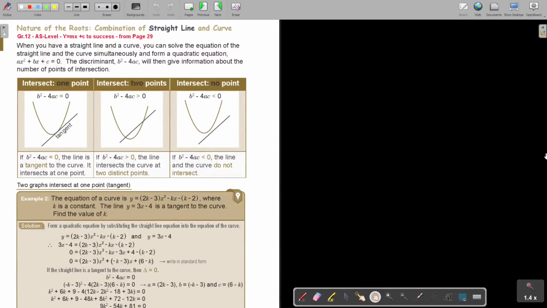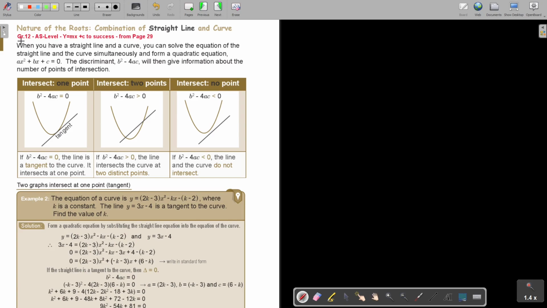AS-Level Equations, Expressions, Identities and Inequalities. Exam Preparation Questions Part 2. In this video, we will start with the nature of the roots, a combination of straight line and curve.